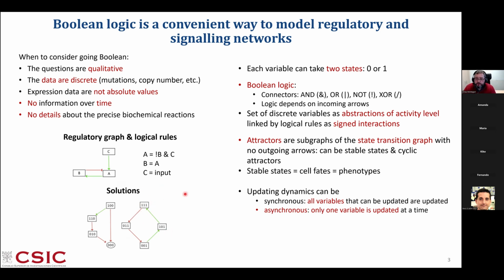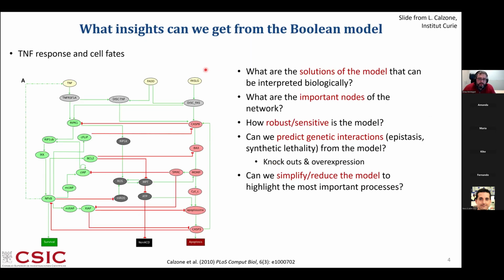Usually in biology, in our modeling, we tend to work mostly with stable states, what we call phenotypes, meaning migration, proliferation, apoptosis, things like that. We usually tend not to consider cyclic attractors, even though there are some Boolean models that are basically built around these cyclic attractors. So in our case, stable states will mean cell fates, which is a way of understanding different phenotypes. Again, an abstraction of phenotypes.